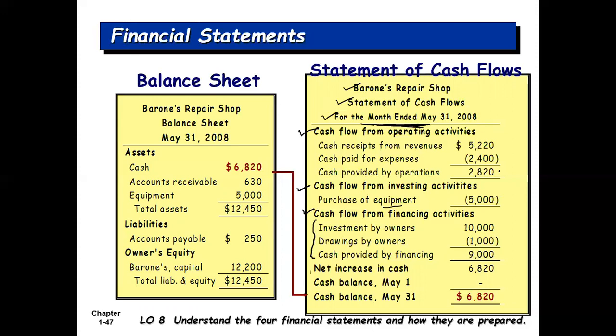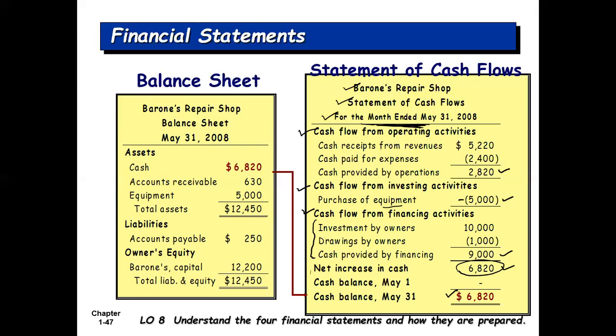So then what we're going to do is add up these three totals, $2,820, 5,000 and 9,000, and the net amount would be 6,820 because we have a negative amount here. Right, so this is the amount in cash that is remaining with the business, and that can also be tallied and confirmed in the balance sheet. You can see that this information is there in the balance sheet.